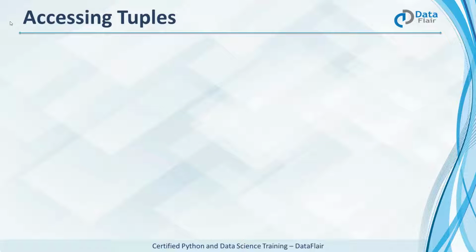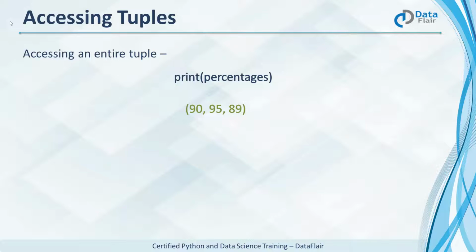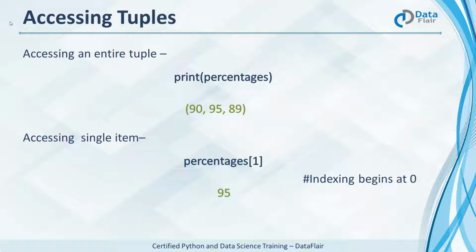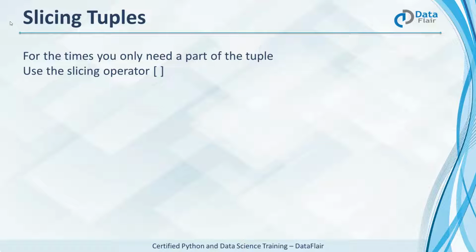Let's learn to access values from tuples. To access an entire tuple, simply print it. And to access a single item from a tuple, we can index it. This is 95, not 90, because indexing begins at 0. But sometimes we may only want parts of a tuple, not the entire thing. We can use slicing to do this.